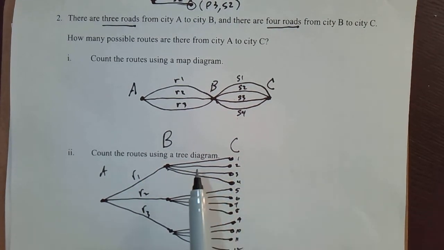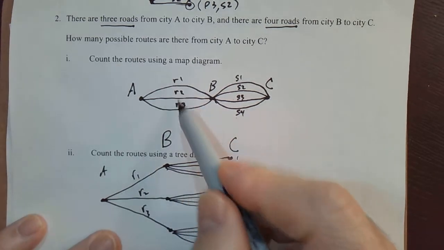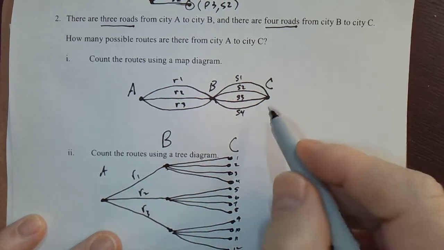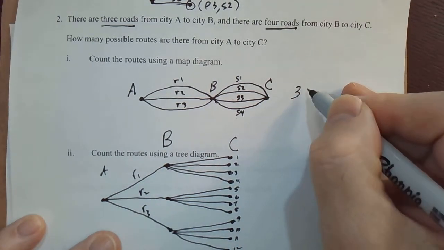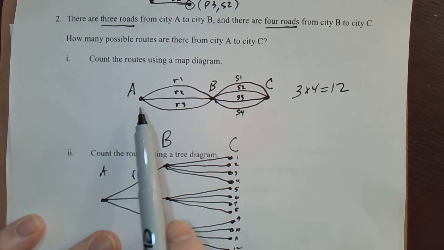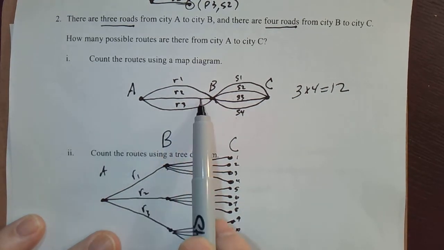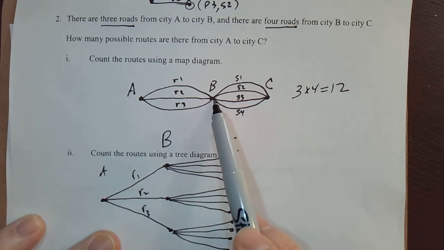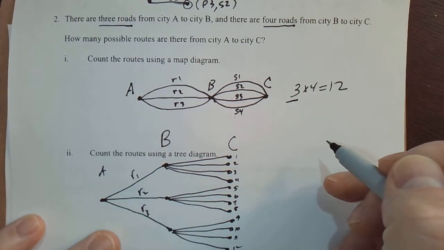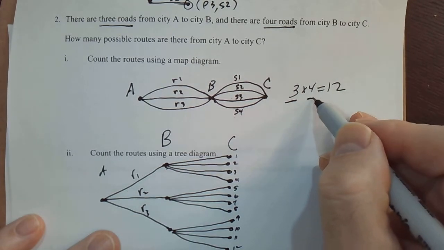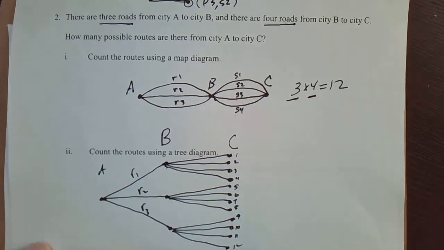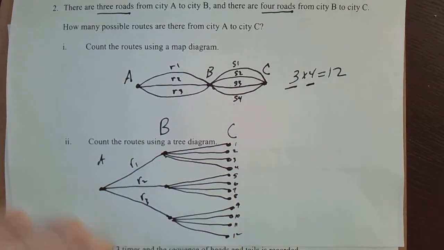From city A to B, there were 3 roads. From city B to city C, there were 4 roads. So 3 times 4 gives us 12 possibilities for doing, I'm going to call this task 1, going from A to B, and task 2, going from B to C. Task 1 had 3 possibilities. Task 2 had 4 possibilities, so the total number of possibilities is 12. And you can see that also from this tree diagram.